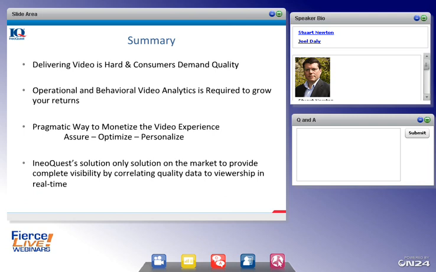The IneoQuest solution that we've brought to market is a unique solution because we feel that we're one of the only players in the market that has a solution that can correlate what's going on in the network with the endpoint in real time and provide you analytics from us and all the data northbound for up to 5 million users for over a year. So that's the solution in the summary of the webinar. I'll pass it back to the moderator.